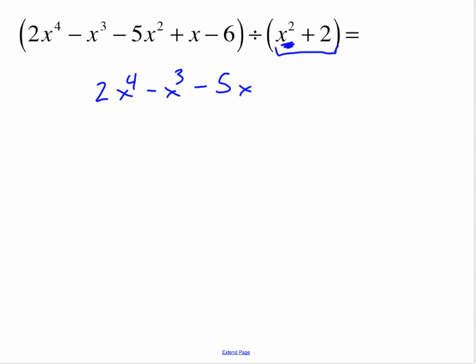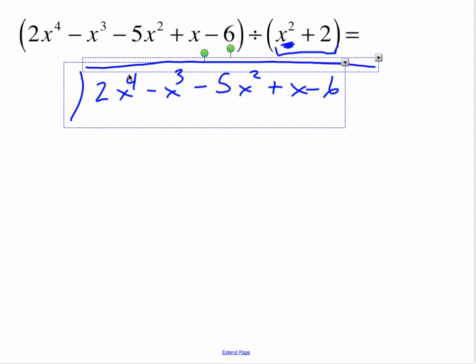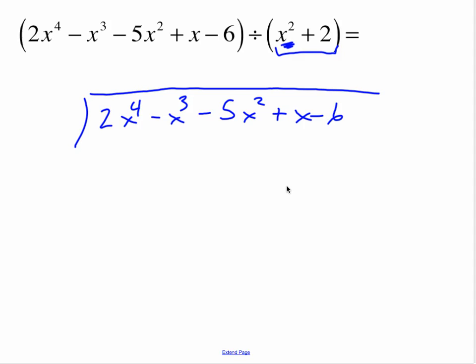With these ones you have to be really careful with your signs if you're doing long division. I don't know if that'll be down far enough. Just let me move it down a bit. Okay, and I'm dividing it by x squared plus 2. Now here I'm missing a term, so I better put that in. X squared plus 0x plus 2.